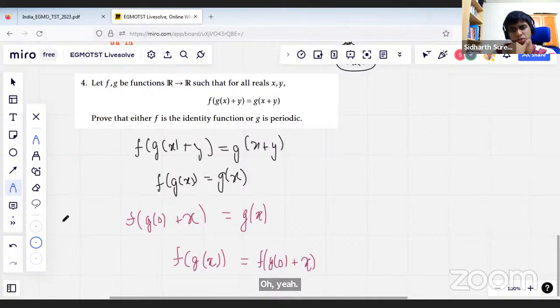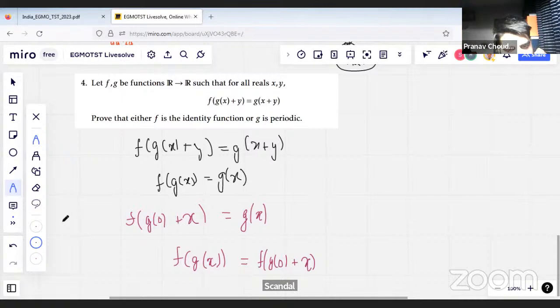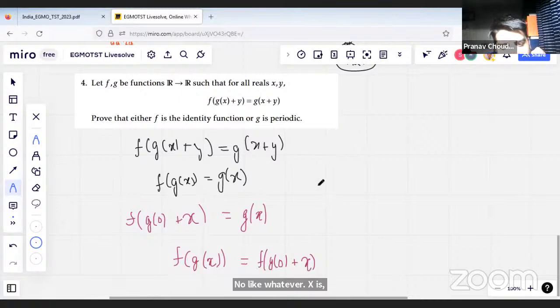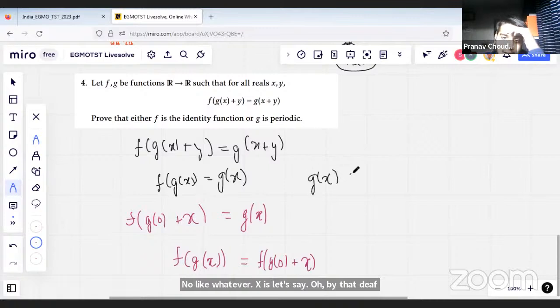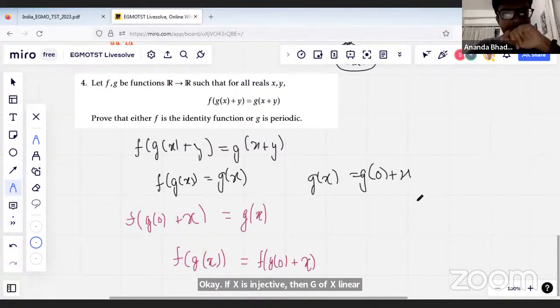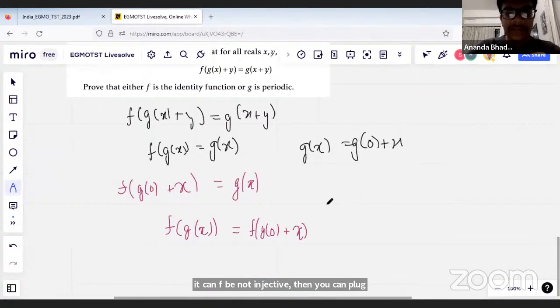This kind of shows a periodicity. What if g is, let's say, injective? Okay, if g is injective, then g of x equals g of 0 plus c, a linear function. But can f be not injective? Then g has to be periodic, right? If f is not injective.